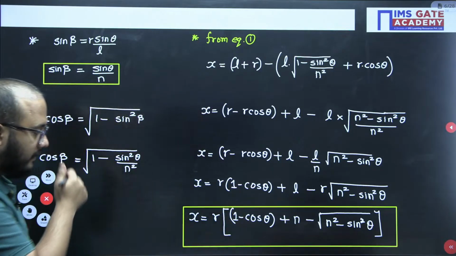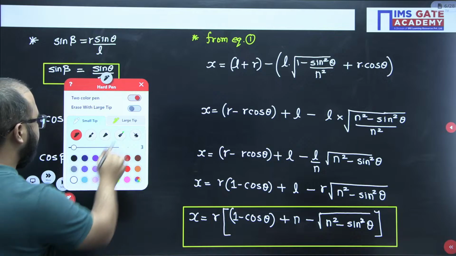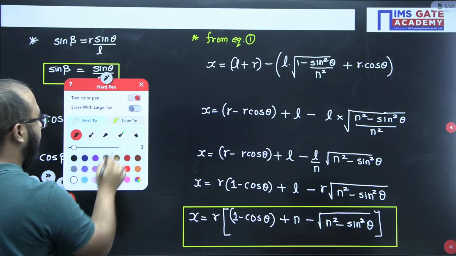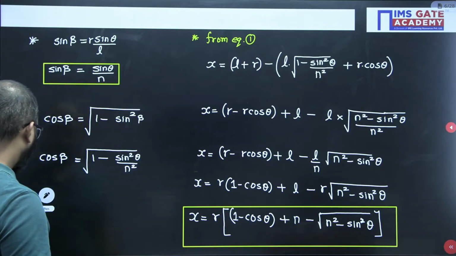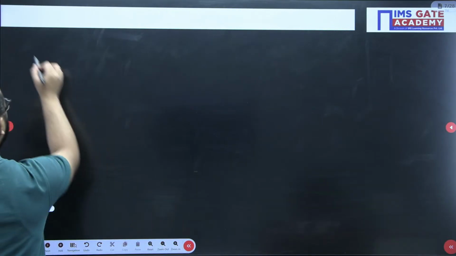Fine. Now, as we have calculated the displacement, the next parameter that we need to calculate here is the velocity of the slider.